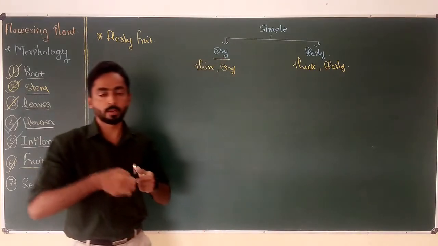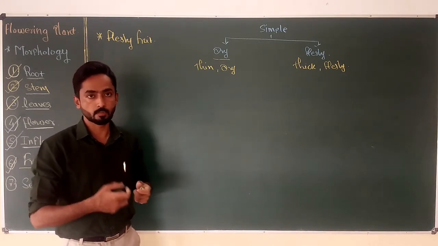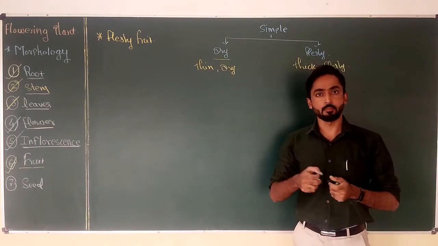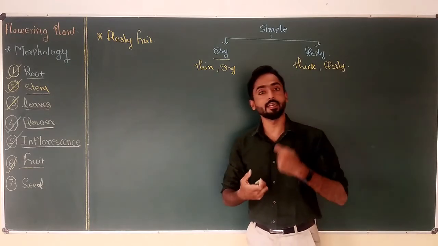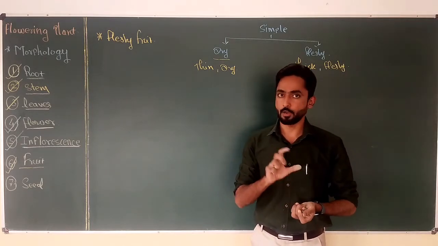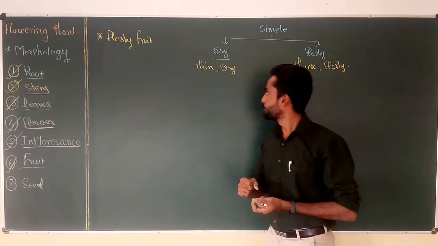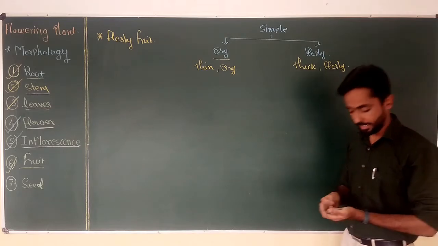Now if the dry fruit breaks after maturity, it is called dehiscent fruit. We have already discussed the 10 different types of dehiscent fruit. And if the fruit or the pericarp remains intact after maturity, it is called indehiscent fruit. And we have discussed 5 different types of indehiscent fruit in my previous videos. Now we are going to talk about the 4 subtypes of fleshy fruit in this video.